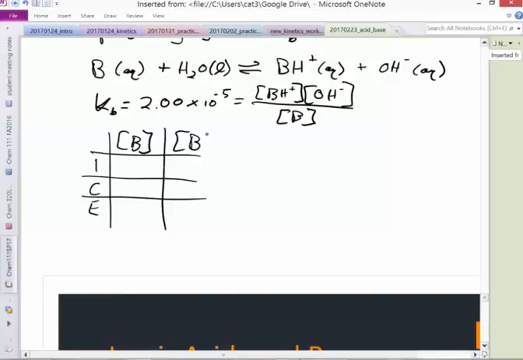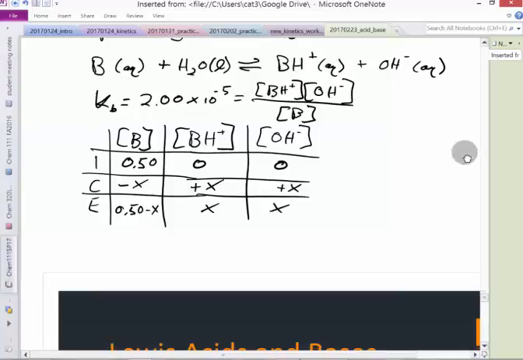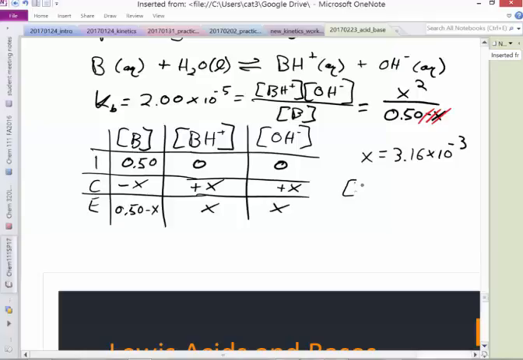Make a nice table. X is small because the base is weak. That is the concentration of OH minus. So pOH is the negative log of that. pH you get from pH plus pOH is 14, and you arrive at 11.5.